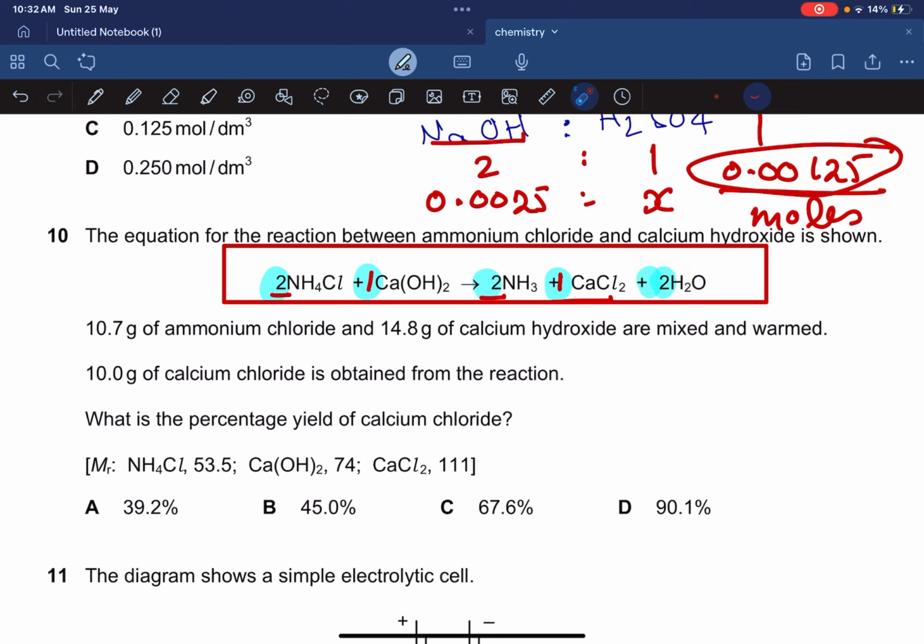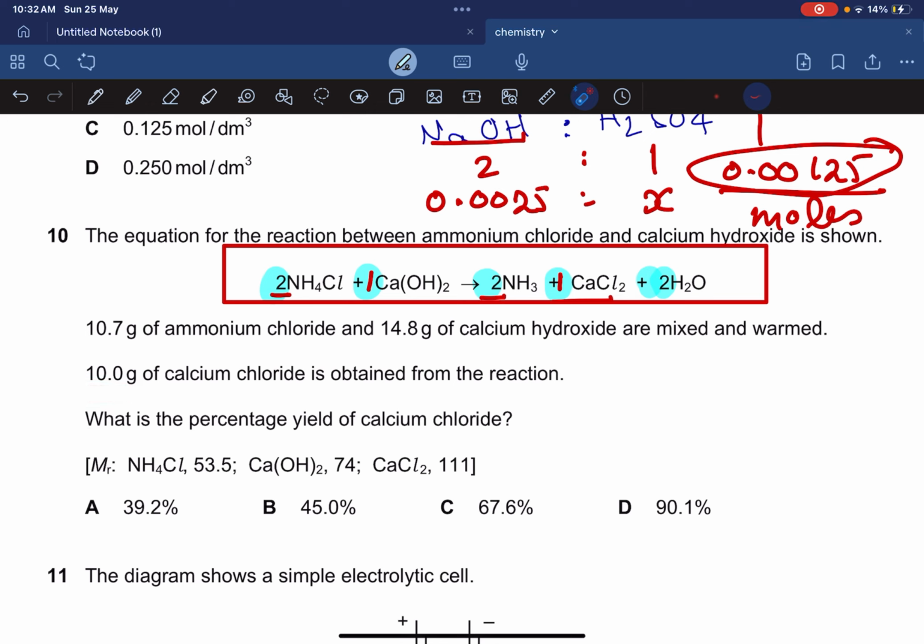Now let's read. 10.7 grams of ammonium chloride and 14.8 grams of calcium hydroxide are mixed and warmed. Okay, they're mixed and warmed. I am sure they're going to ask about something according to the masses. 10.0 gram of calcium chloride is obtained from the reaction. What is the percentage yield of calcium chloride?